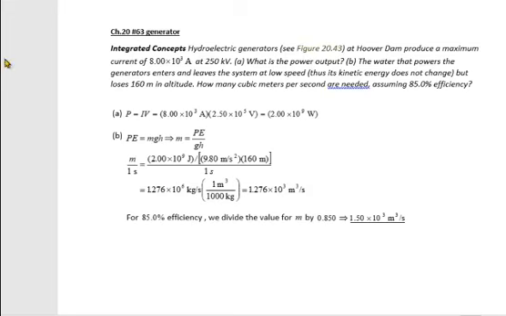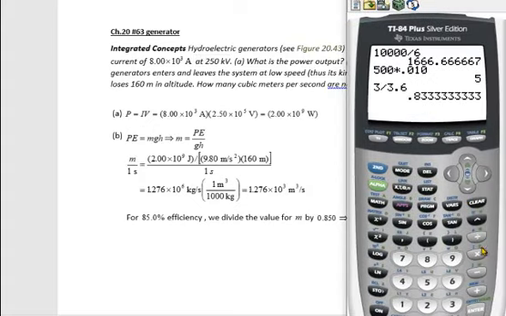All right, so something about a generator at the Hoover Dam, and it says it produces a current of 8,000 amps at 250,000 volts. What is the power output? So all I have to do is plug it in here. P equals I times V. And obviously when I plug that in, I will come up with the same answer that I copied from the solution manual. So this one is 8,000 times 250,000.